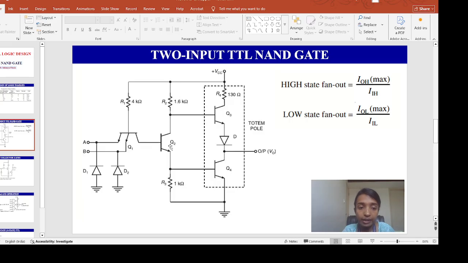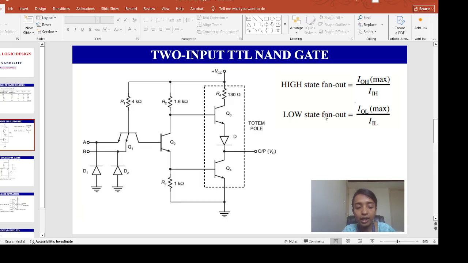Now, if my Q3 can source, let's say, 0.4 milliamps of current before this VOH, high state output current, falls below its minimum value, and each load receives a high state input current of, let's say, 40 microamperes, that means Q3 can source up to 0.4 milliamps divided by 40 microamps, right? That means 10 loads, right?